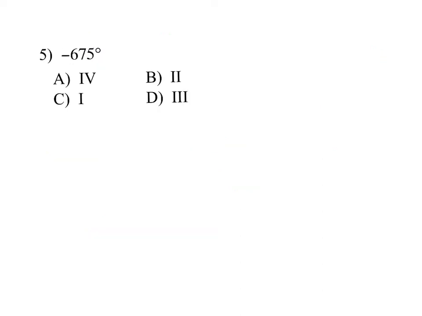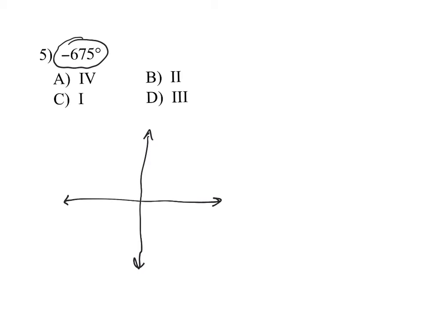Another thing you might be asked is simply to figure out which quadrant this angle is going to end up in. So we don't need to draw it exactly, but we are going to need to at least figure out which quadrant we're in. So let me remind you where the quadrants are. Quadrant 1 is up here in the upper right. Quadrant 2, upper left. Quadrant 3, lower left. Quadrant 4, lower right. And we are asked to figure out which quadrant negative 765 is going to be in.